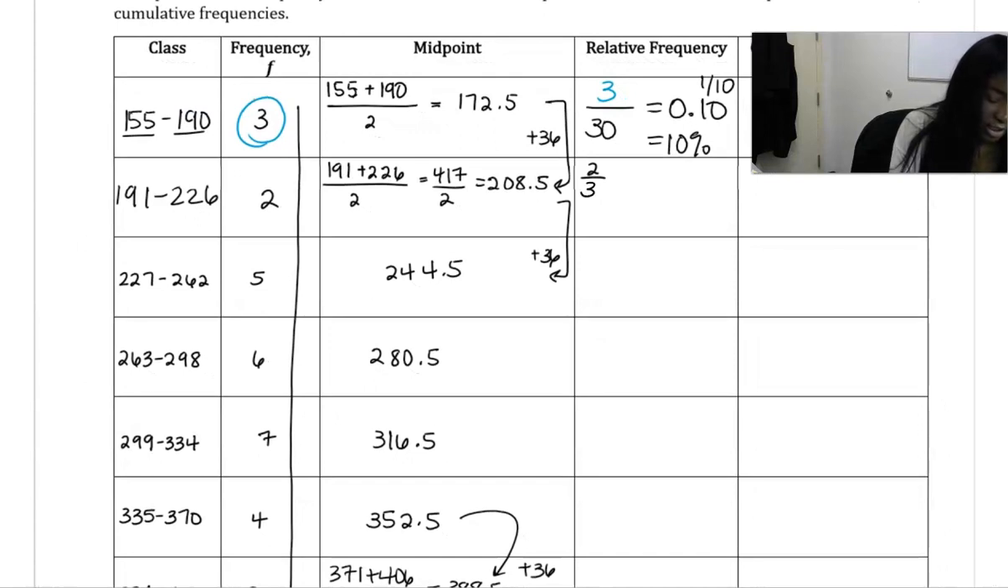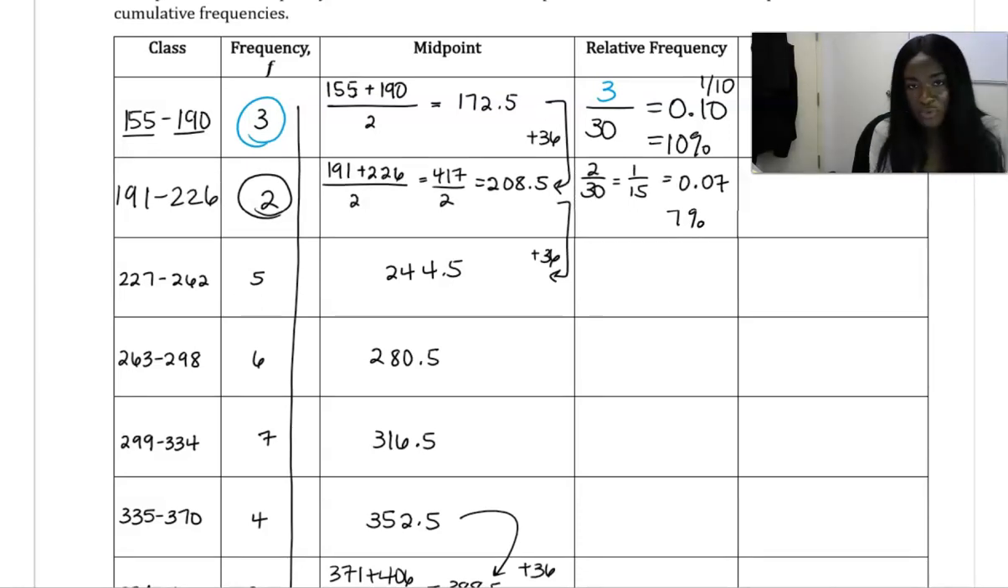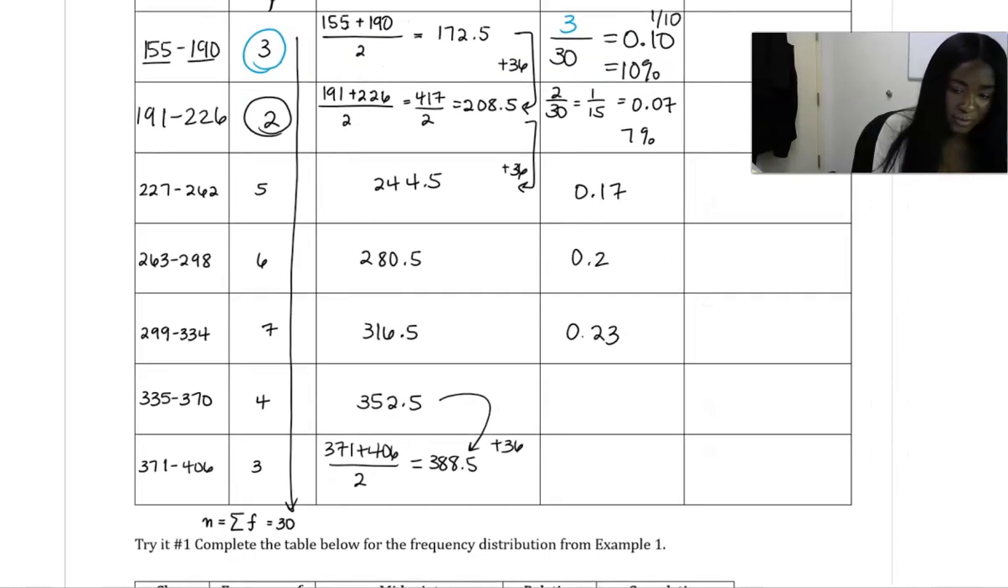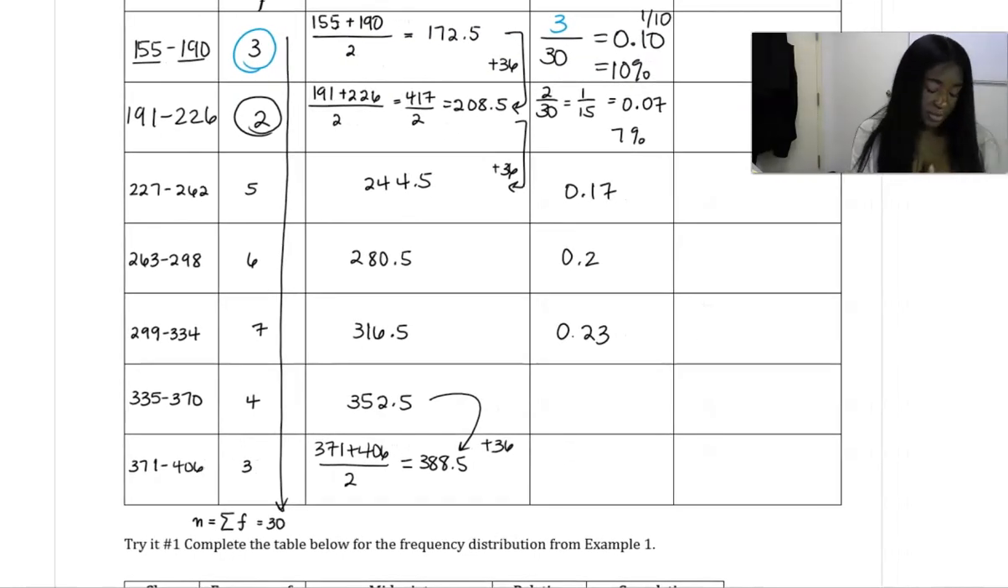And then we'll just continue computing relative frequencies by taking the frequency, which is 2, and dividing it by 30. That gives us a simplified fraction of 1/15, and a decimal of 0.07 when we round, which is the same thing as 7%. So it's telling us what percentage or what proportion of the data lies in each one of these individual classes. I went ahead and put a few more decimals in there.